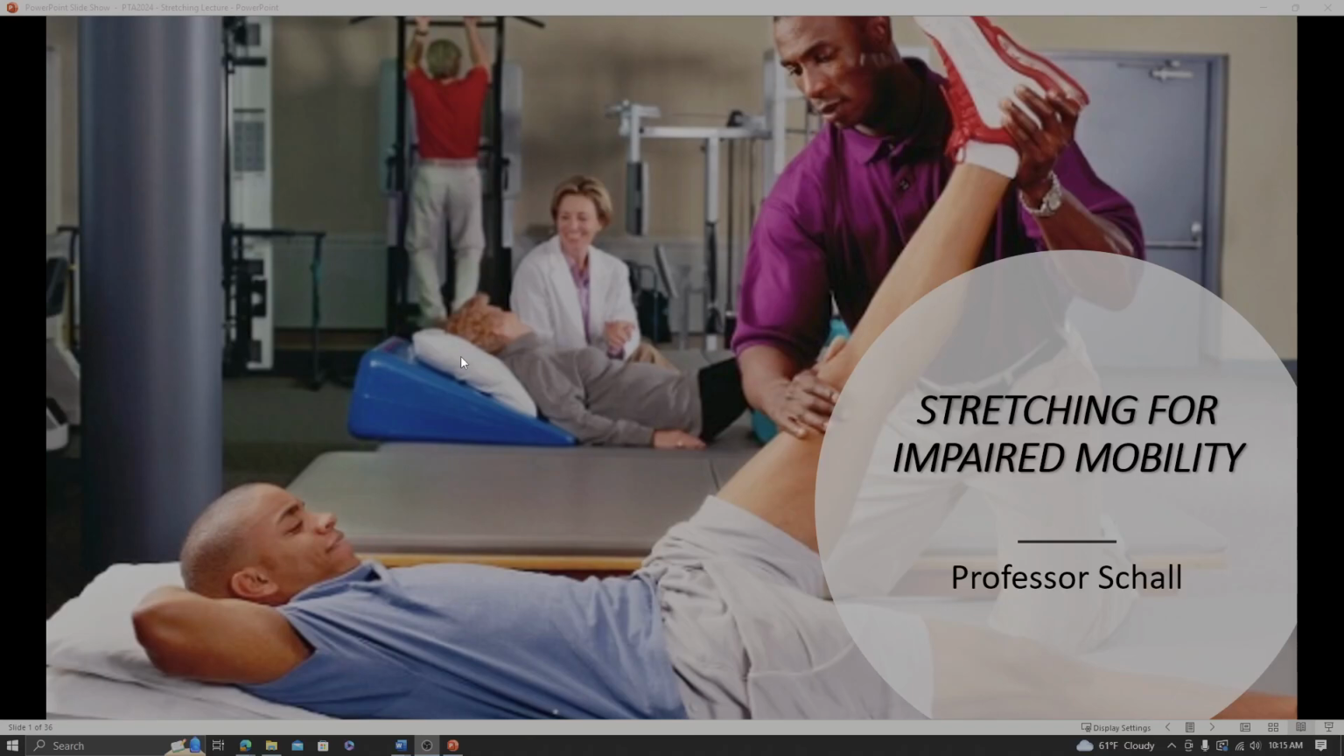Okay. Let's talk about some stretching. All right, recap. We went through the things that cause range of motion restrictions, mobility restrictions, flexibility restrictions, things like that, where that can come from. We talked about range of motion. The next tool in our toolkit is going to be stretching, right? How do we stretch for impaired mobility?